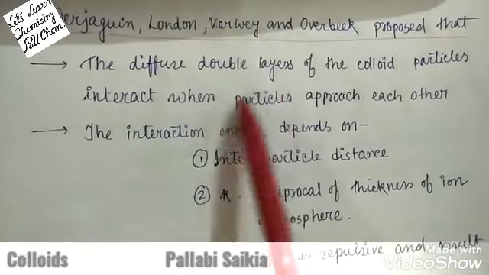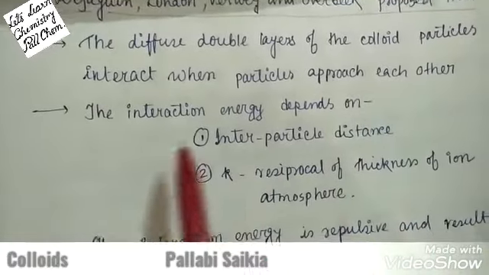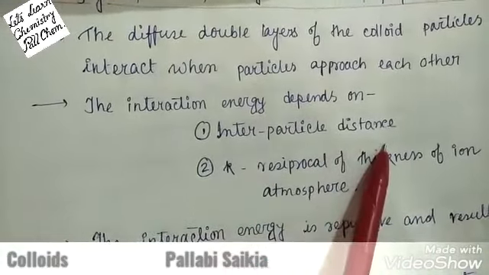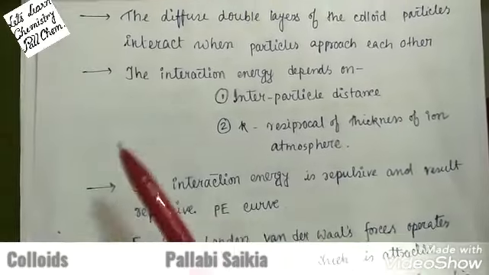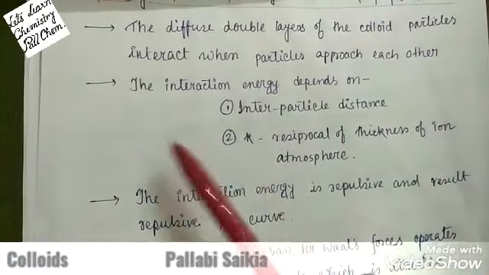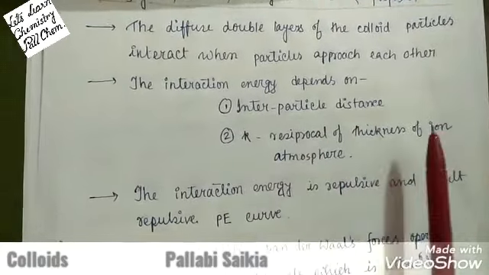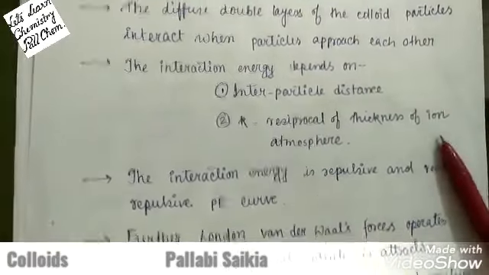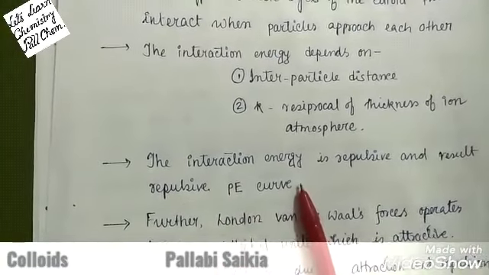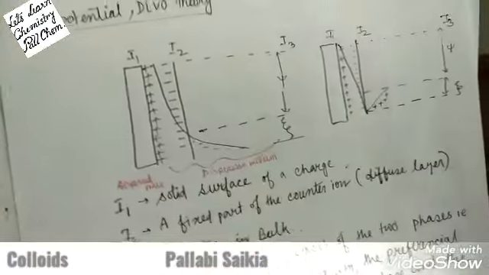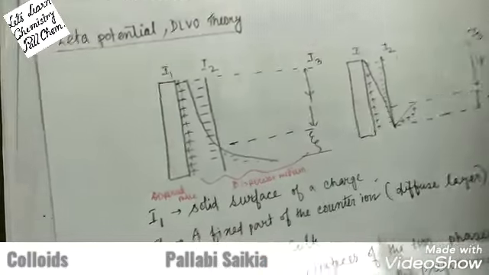The diffuse double layers of the colloid particles interact when particles approach each other, and the interaction energy depends on the interparticle distance, the distance between the particles, and the reciprocal of the thickness of the ion atmosphere. Second, the interaction energy is repulsive and results in a repulsive potential energy curve. Already we have seen that the interaction energy is repulsive and hence it is the repulsive potential energy curve.